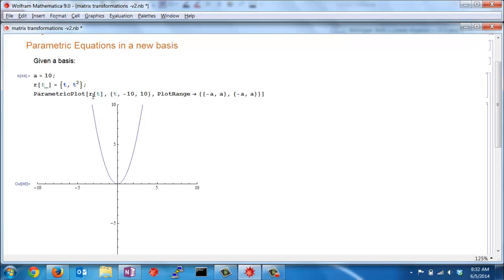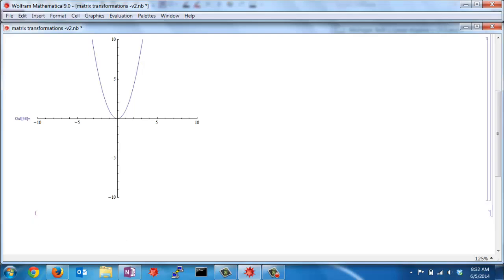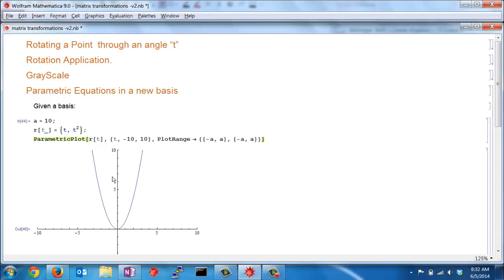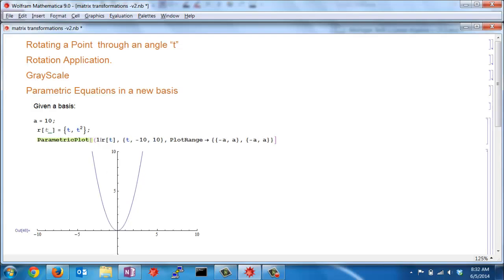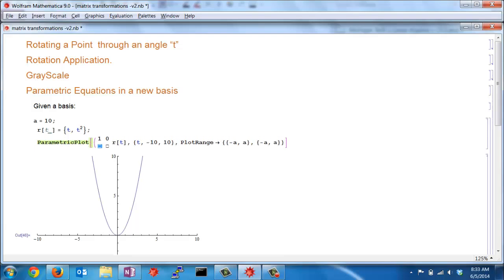Now the idea is because the output of r of t is just a collection of points, if I want to think about those points in terms of a new basis, all I would have to do is take those points like this, and move them. So let's see, let's go like this. Like this.